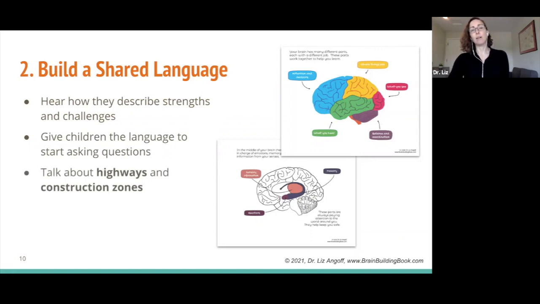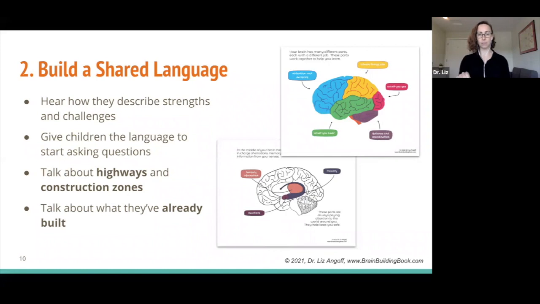I introduce a metaphor of highways and construction zones, and I make sure to talk about what they've already built, because I'm really integrating that growth mindset language into this process. That they're building their brain, even while they're with me, they're building their brain. We're always building our brains. It's always under construction, even when you're an adult.